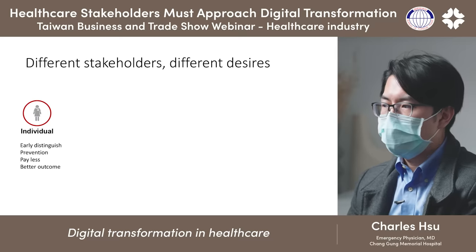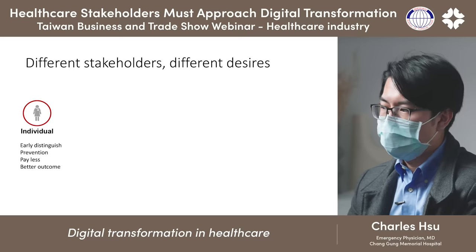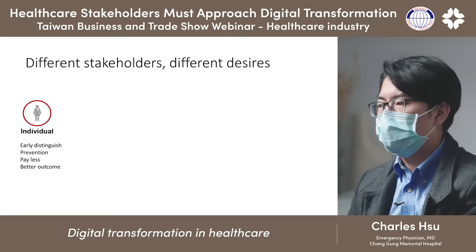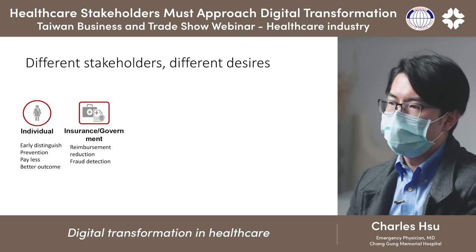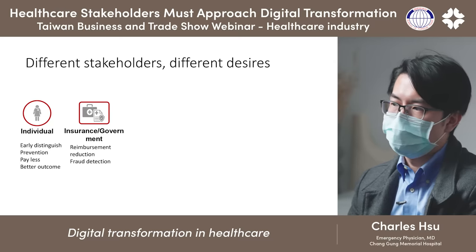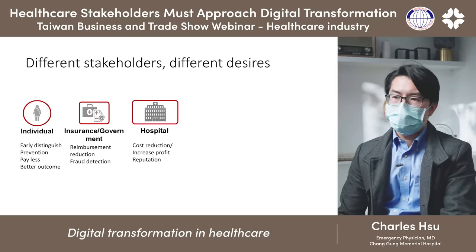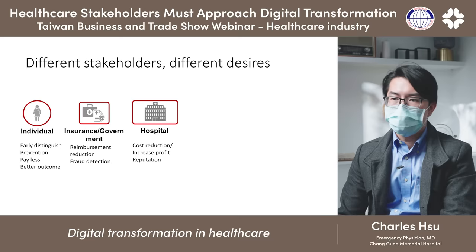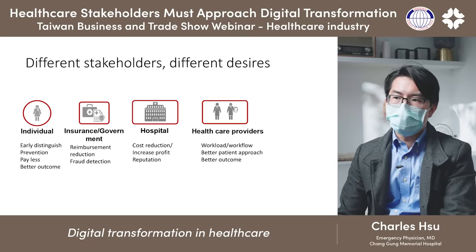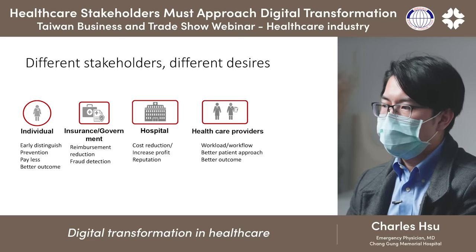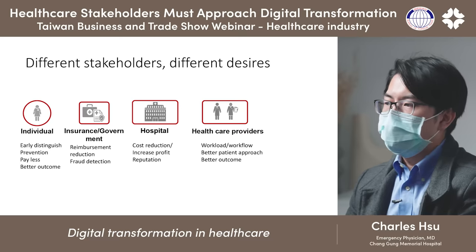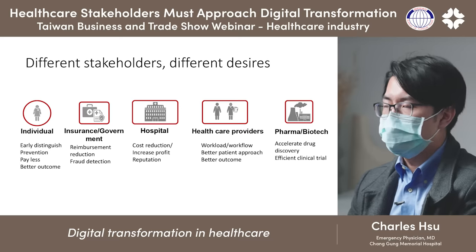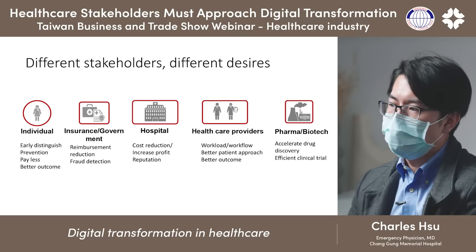In that system, different stakeholders have different desires. As patients or individuals, we all want early diagnosis, and prevention is even better. Every patient wants to pay less but have a better outcome. It's humanity. The insurance company or government wants to lower their reimbursement payments, and they hate to pay fraudulent reimbursement applications. The hospital wants to pay less salary to healthcare providers or use other ways to get more profit. Healthcare providers want their workload to decrease and their workflow to be smooth. They want to understand or approach their patients more easily and help the patients get better outcomes. The pharmaceutical or biotech company wants to accelerate the drug discovery path and conduct clinical trials more efficiently.